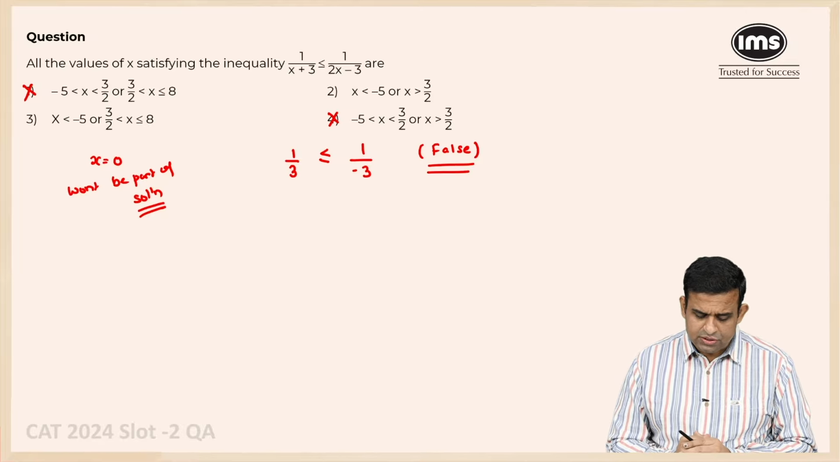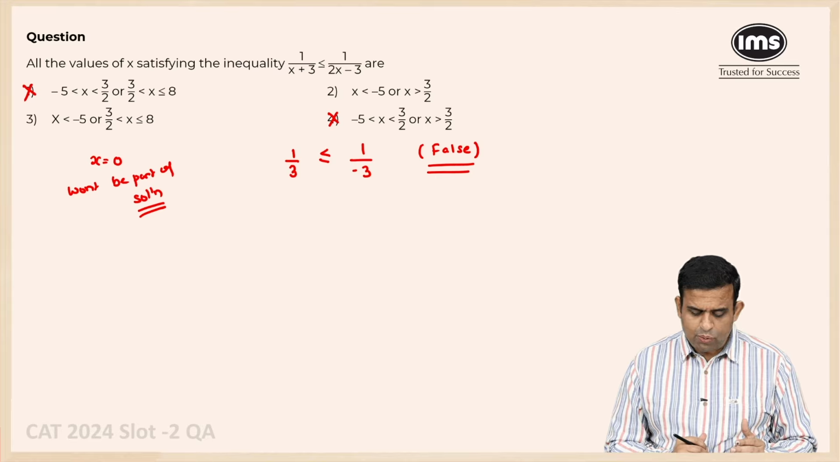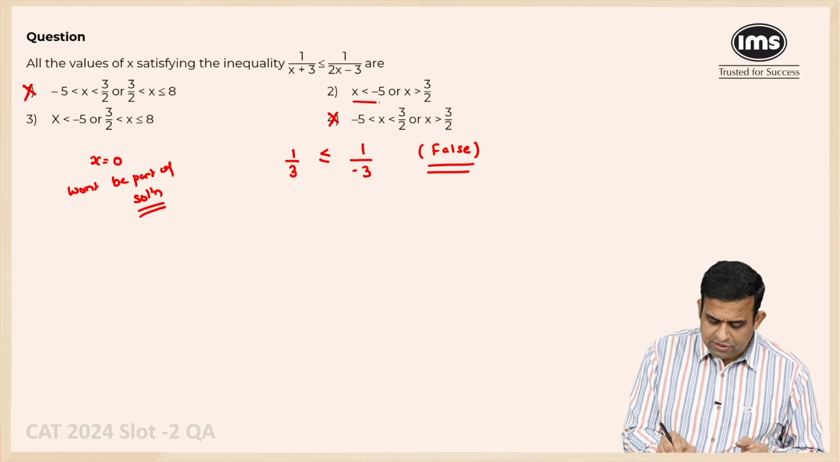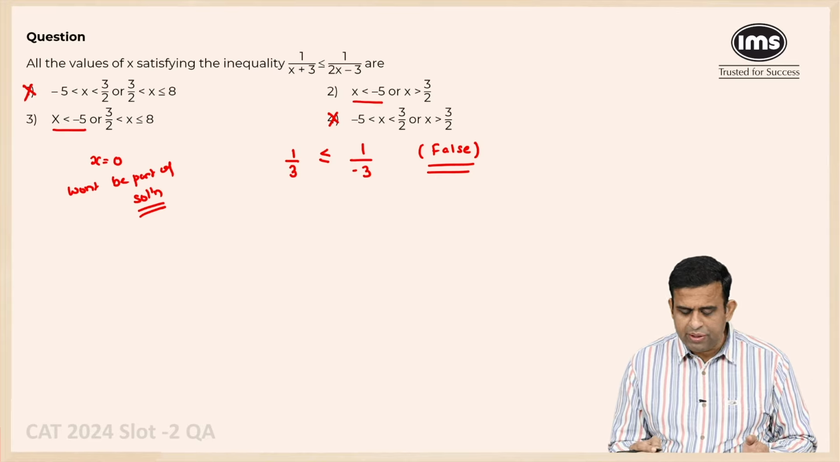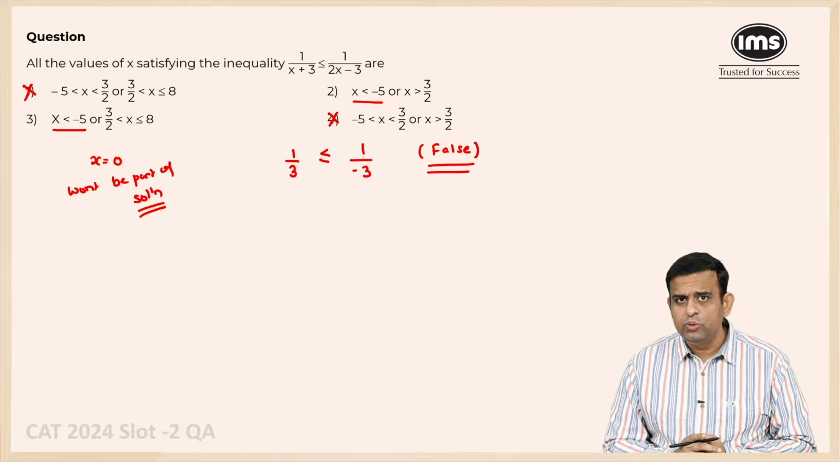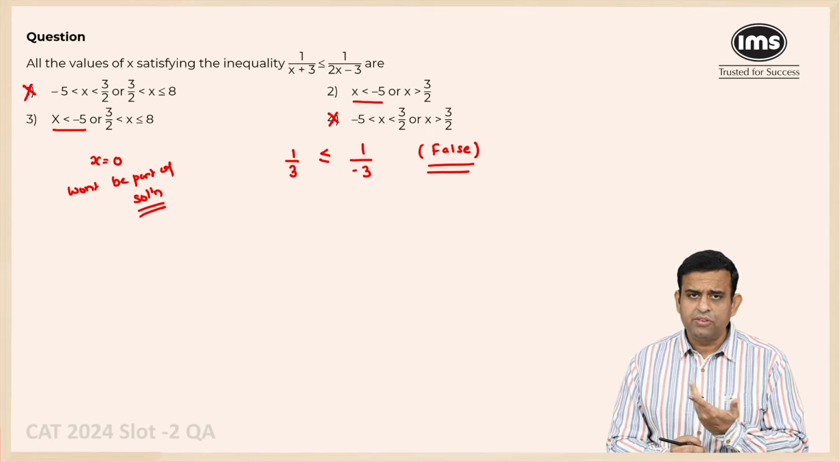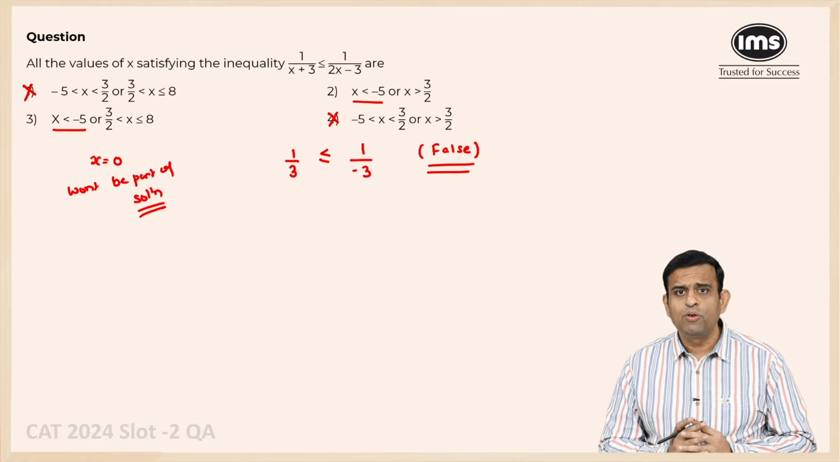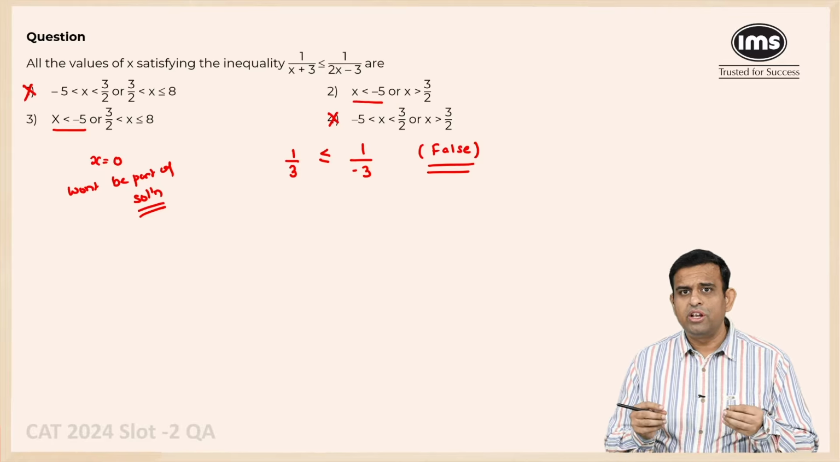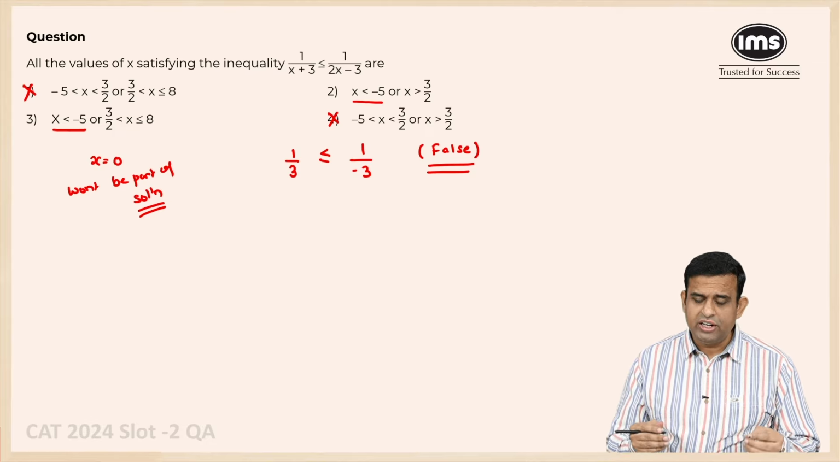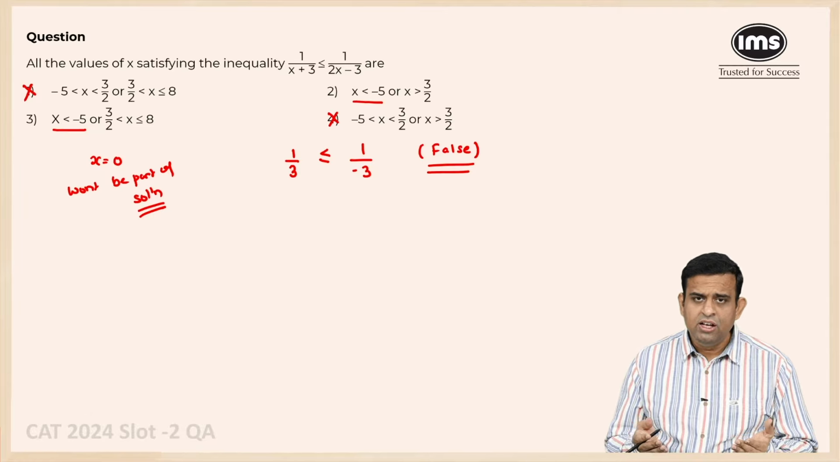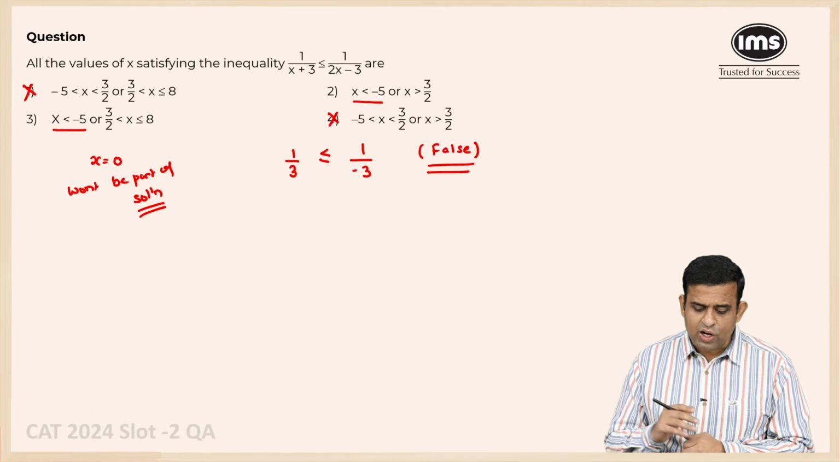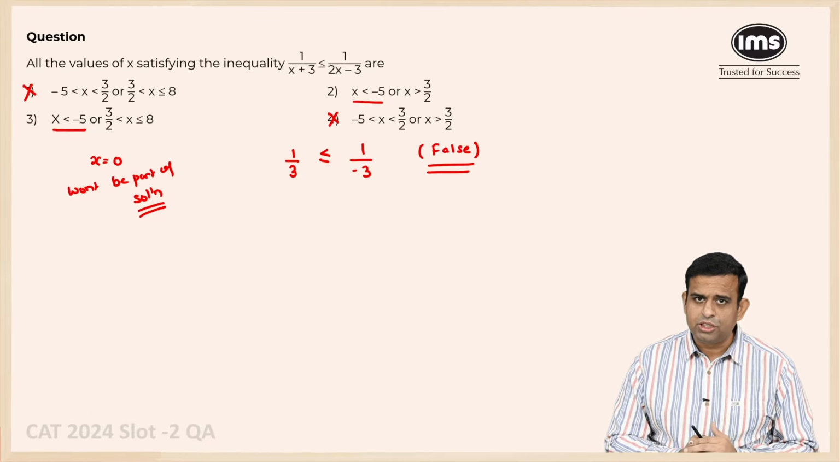This is clearly false. Now if I look at option number 2 and option number 3, x less than minus 5 happens to be true for both of them. In option number 2, they are saying more than 3 by 2. In the next one, more than 3 by 2, but with an upper limit of 8. So one can potentially put some value of x as 9 or 10. 9 or 10 are part of option number 2 but not part of option number 3.